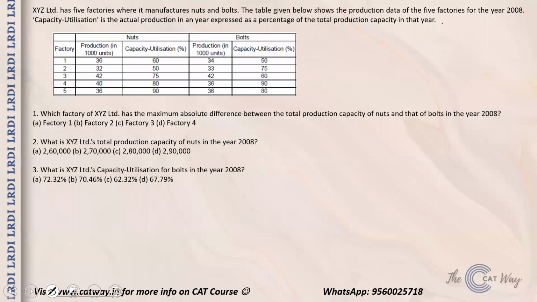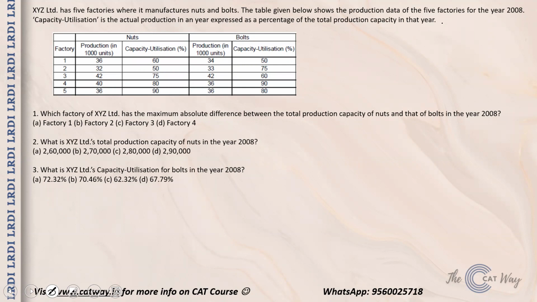Now, what we have today is that XYZ has 5 factories where it manufactures nuts and bolts. The table given below shows the production data of the 5 factories for the year 2008. The capacity utilization is the actual production in the year expressed as a percentage of total production capacity.